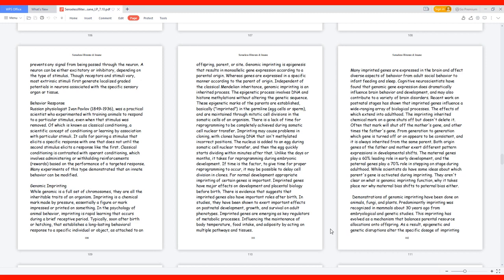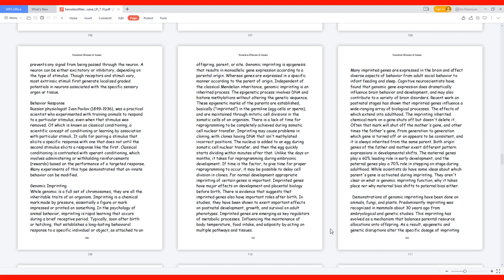Often that mark will shut off the mother's gene, and other times the father's gene. From generation to generation, which gene is turned off or on appears to be consistent, and it is always inherited from the same parent. Both origin genes of the father and mother exert different patterns of expression in developmental shifts. The maternal genes play a 60% leading role in early development, and the paternal genes play a 70% role in stepping on stage during adulthood.